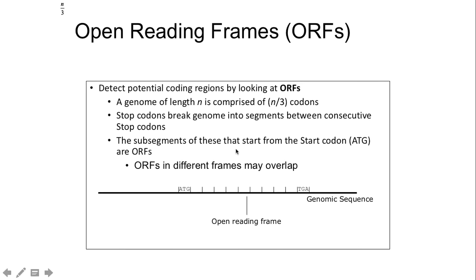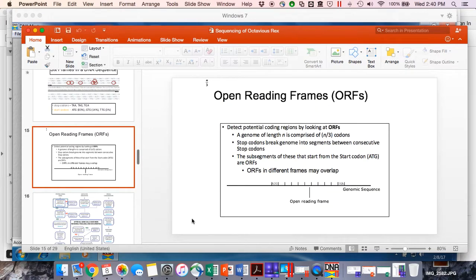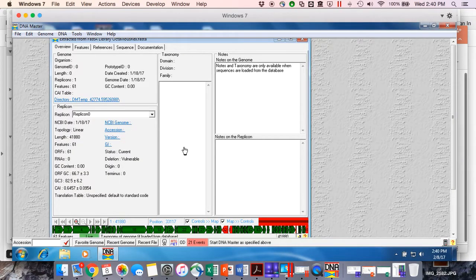So again, an open reading frame is the genomic area between a start codon and a stop codon in any of the 6 reading frames. So why is this important? Well, when we look at our sequence, we're going to want to look for these open reading frames. And going back to the annotation guide, we talked about pages 30 and 31, viewing the documentation, viewing the feature table. I'd recommend reading through that.